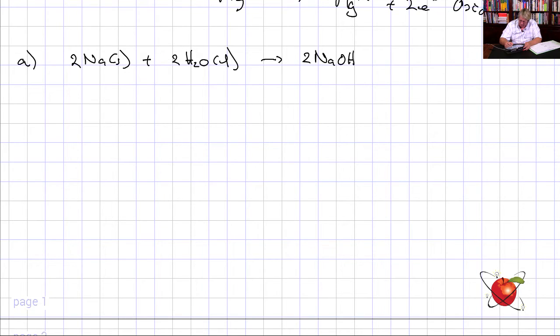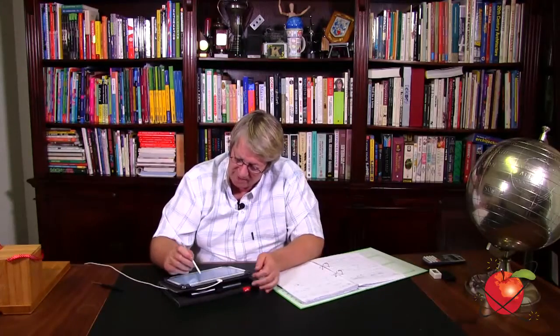NaOH aqueous plus H2 gas. A reaction we know, isn't it? A metal, sodium, on water gives us sodium hydroxide, and the hydrogen gas gets bubbled off. Well, let's have a look at what has happened.